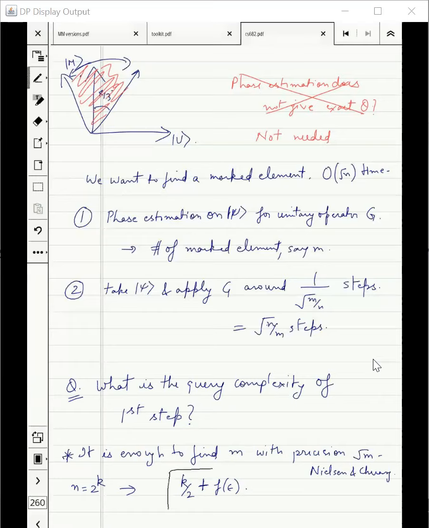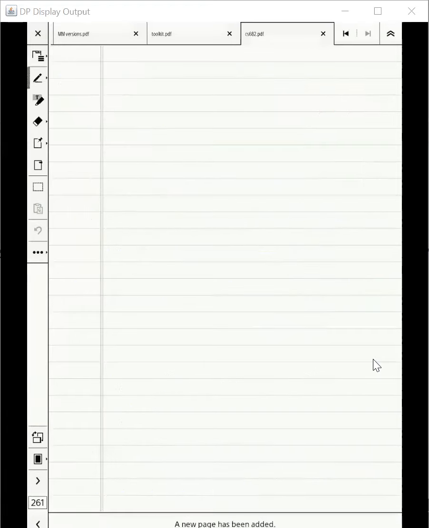And if these are the number of qubits you are using, that means you will be applying operators g, g square, g to the power 2 power k. If you don't remember phase estimation, that's okay. Trust me on that. But you remember, we were applying g, g square, g to the power 4, and so on. And the highest power was g to the power 2 to the power number of qubits.